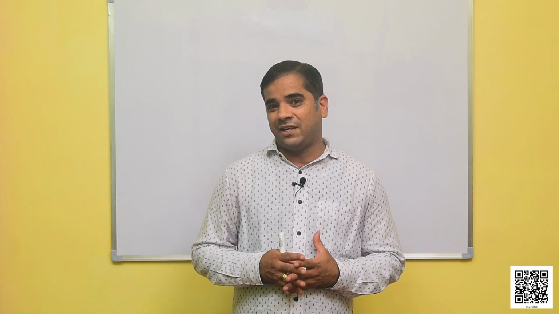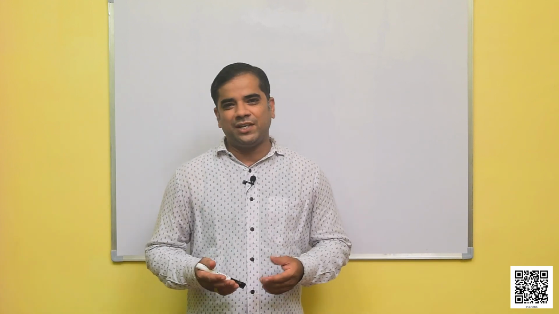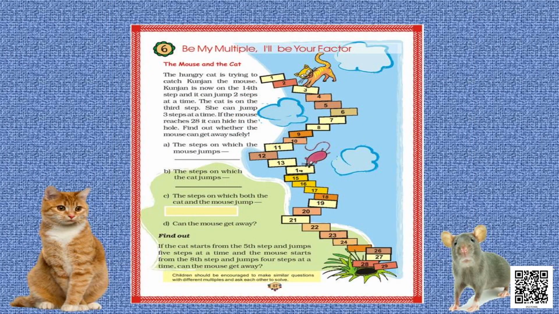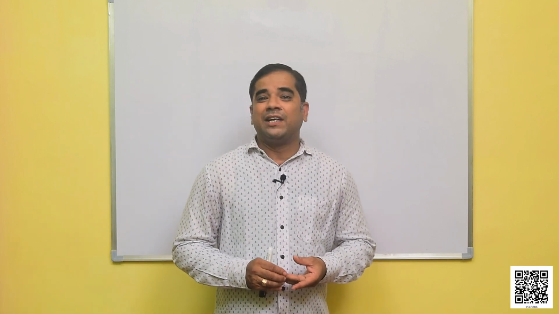Now let's connect the concepts with the chapter Be My Multiple, I'll Be Your Factor from the book Mathemagic, which is your chapter 6. It contains many stories, and the first story is the mouse and the cat. Have you gone through the story? I hope so. What's happening over there? Did the cat manage to catch the mouse?